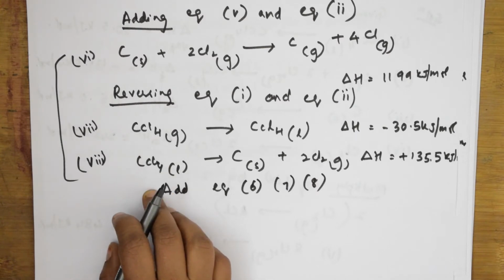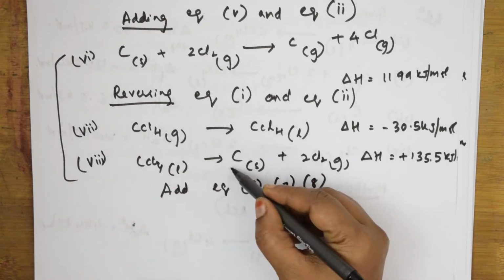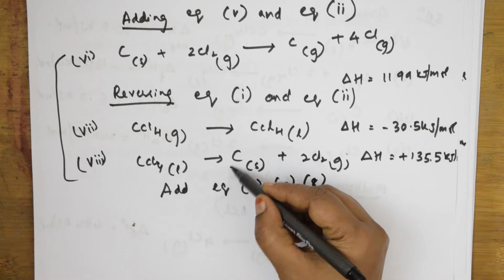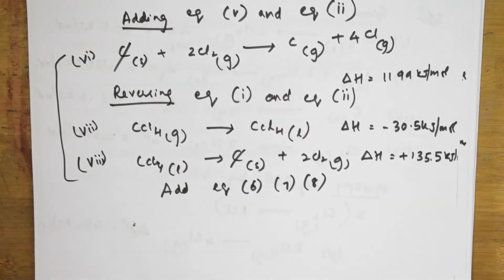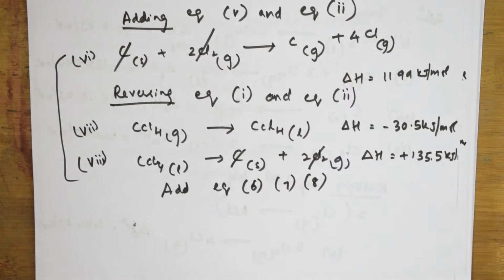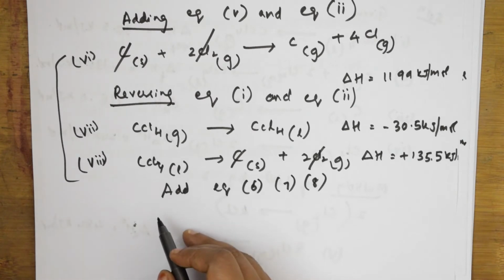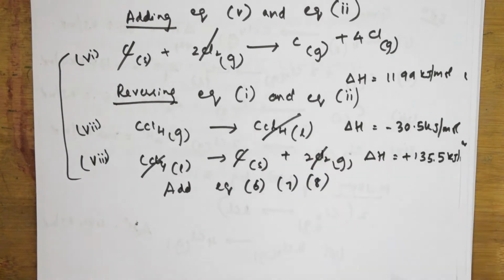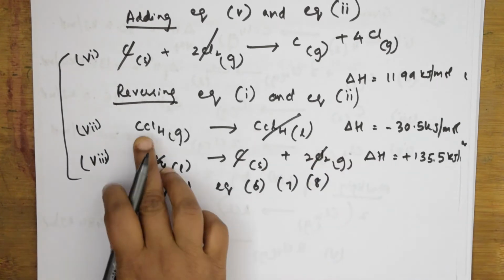CCl4, okay, let's see what would get cancelled. This carbon and this carbon get cancelled. This 2Cl2 and this 2Cl2 get cancelled. What is left now? We are left with this, let's see, anything else will get cancelled. This CCl4 liquid gets cancelled. Now I'm left with only this one.